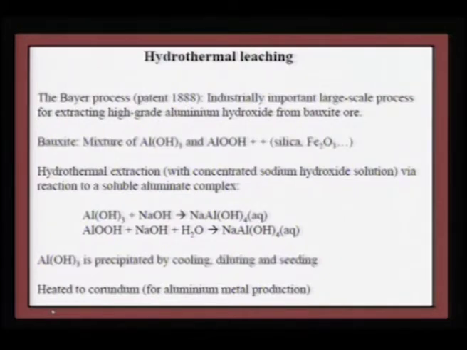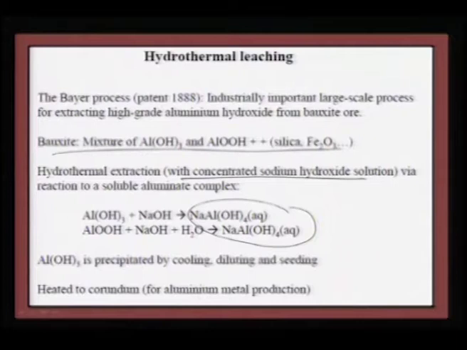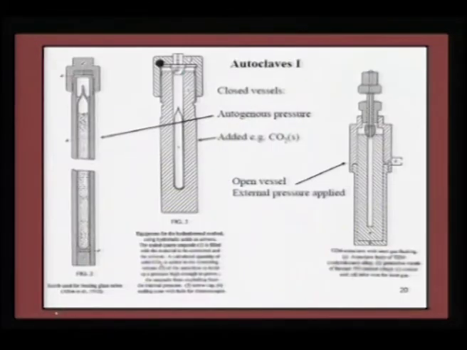Hydrothermal leaching, as I told you, is done by taking bauxite ore, which is nothing but aluminum hydroxide and aluminum oxyhydroxide. You can treat this with concentrated sodium hydroxide solution, and they form the respective sodium aluminum hydroxide precipitates, and this can be heated to get the corundum structure. So, starting with crude ore, we can go for the highly pure alpha alumina phase by hydrothermal leaching. This is one of the important applications.